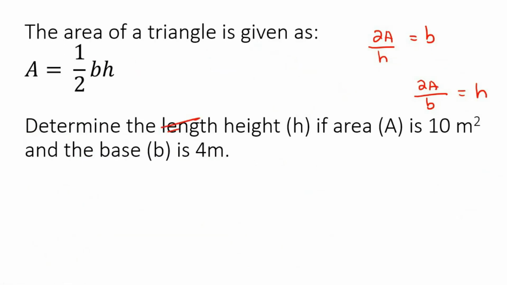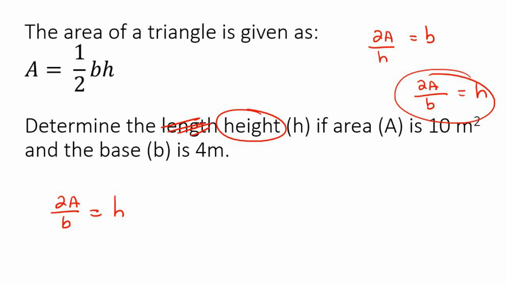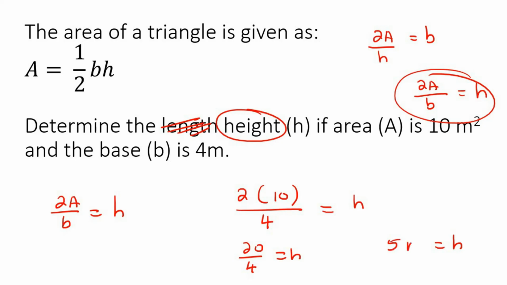Okay, I see I made a bit of a mistake here. It says determine the height if the area is 10 and the base is 4. So they want us to find the height. So we're going to use this formula. So 2A over B is equal to height. And so 2A, so A is 10, so you just put a 10 there. B is 4, and if you had to calculate this, it will be 20. Let's say that that's equal to H, and then you can say 20 over 4, and 20 over 4 is equal to 5, and then you'll just say 5 meters, because you can see that they're using meters. This one just has a meter squared because that's area.